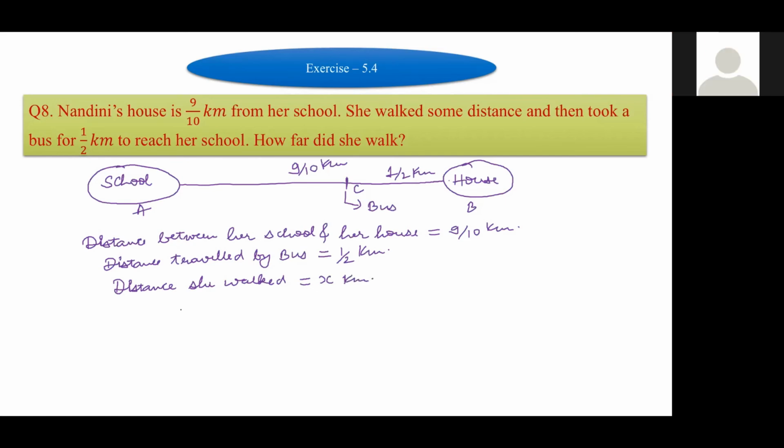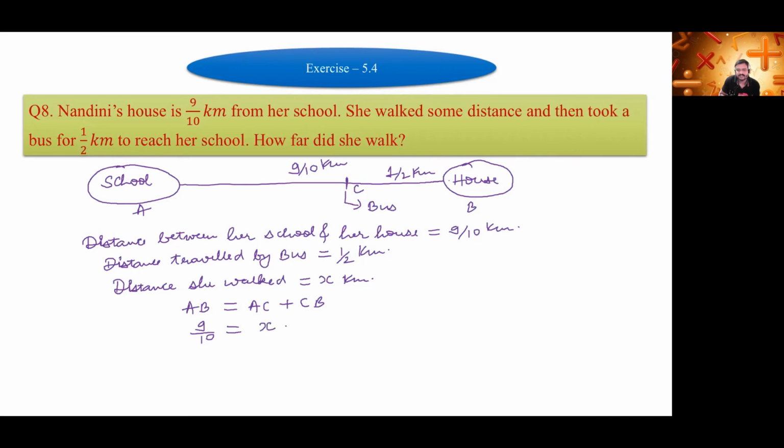Now AB is equal to AC plus CB. AB is 9 by 10, AC is how much? We don't know, it is x, and CB is plus 1 by 2. Solve it. Tell me the answer.